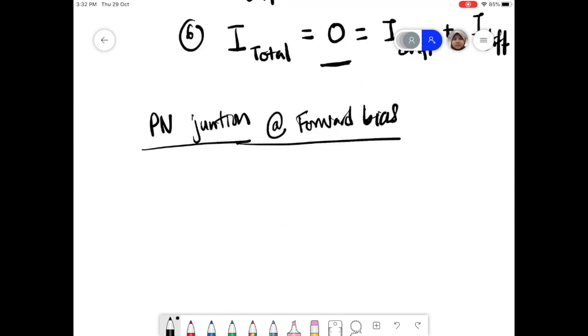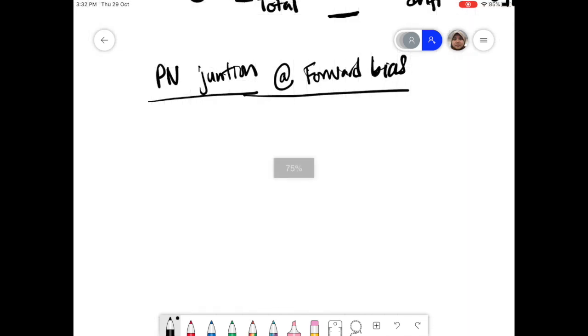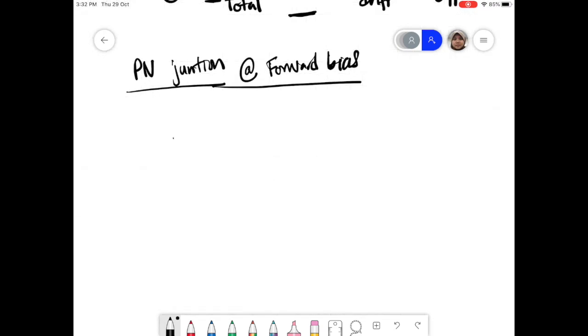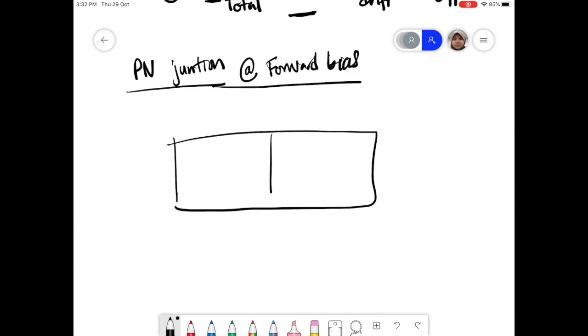Okay, now we want to talk about the PN junction at forward bias, structurally, how it works. So basically this is the PN junction, forward bias. This is the PN junction, the diode symbol, right? This is the P, this is N, the symbol. So when you forward bias, it means that you are connecting the P to the positive and the N to the negative. So positive voltage here, negative voltage here.